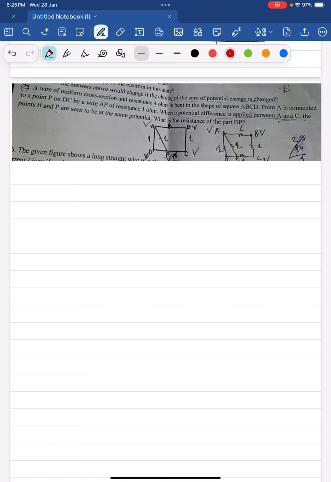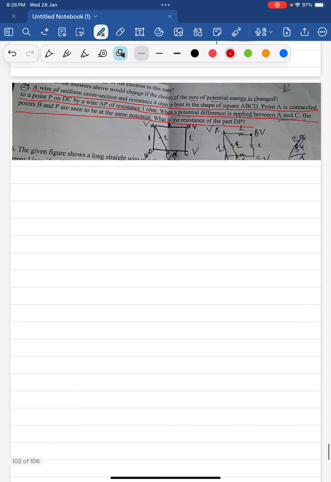Given information is a wire of uniform cross section and resistance 4 ohm is bent in the shape of a square ABCD. Point A is connected to a point P on DC by a wire AP of resistance 1 ohm. When the potential difference is applied between A and C, the points B and P are seen to be at the same potential. What is the resistance of the part DP?